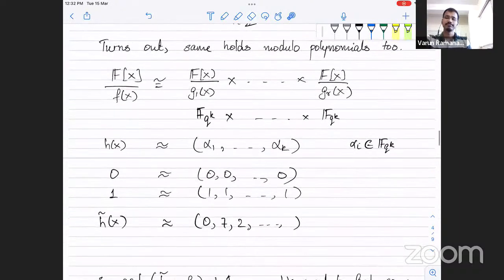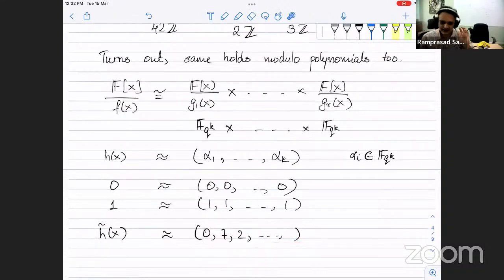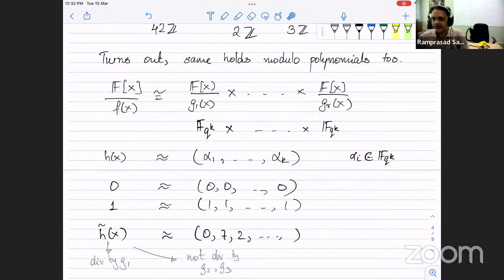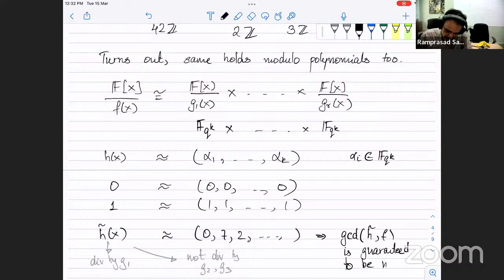Right? So once someone tells me that this is the representation it looks like, again, I don't know what G1 is, I don't know any of these things, but I know for a fact that if your representation has some zeros and some non-zeros, what this means is that this is something that is divisible by G1 and is not divisible by G2 or G3, because those two coordinates, I'm told, are not 0. Okay, so this implies that whenever I take the GCD of H tilde with F, it is guaranteed to be non-trivial. Because I know for a fact that whatever this GCD is, it must involve G1 and it cannot involve G2. So I must get some non-trivial GCD.